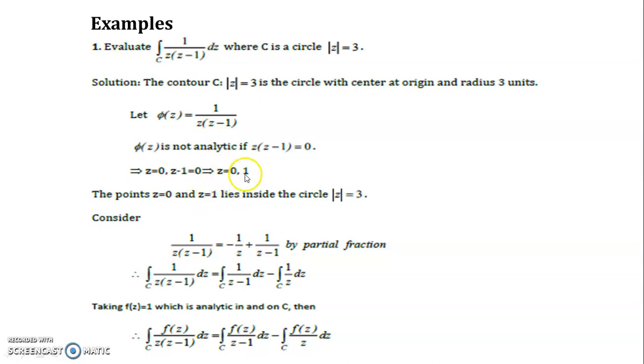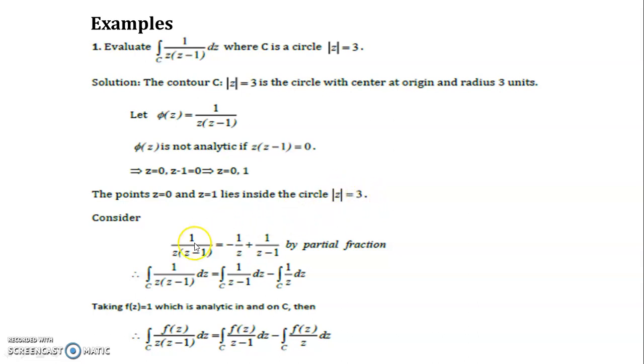Now these 2 points, 0 and 1: the domain of the circle is given with radius 3 and center at the origin. So remember, both points, 0 and 1, lie inside the circle mod z equal to 3.